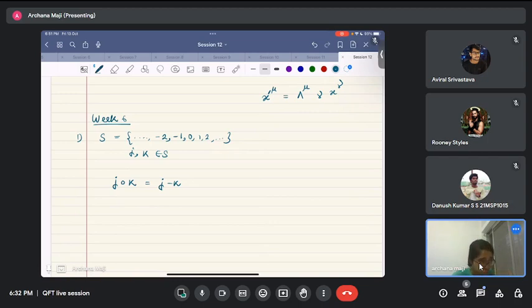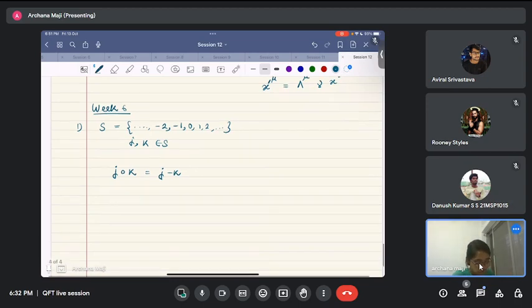Do you have closure for this set? What do we mean by closure? If A belongs to the set S and B belongs to the set S, then A multiplied by B should also belong to the set S. Then we will say the set satisfies the closure property.